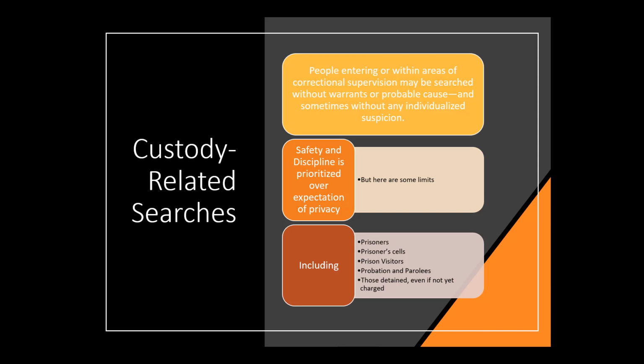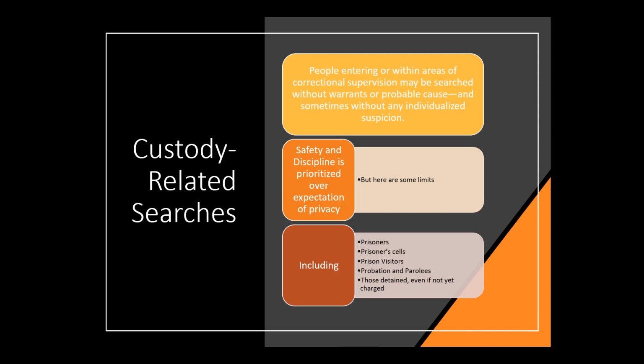Now, the other institutions we could talk about, mental institutions, we could talk about secured hospital facilities, but you can see that anybody entering areas where there is correctional supervision, there's bad guys in there 99% of the time. So the Supreme Court of the United States has said we can search you without a warrant and without probable cause, without any individualized suspicion if you're coming into a jail or a prison. And the reason for this is we are going to prioritize the safety of the people in the prison and the jail, the people that work there, the people that are also residents there, over any expectation of privacy.